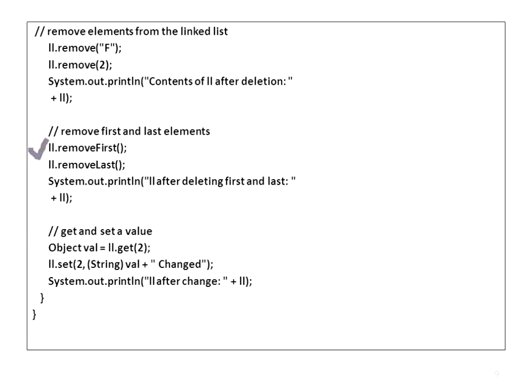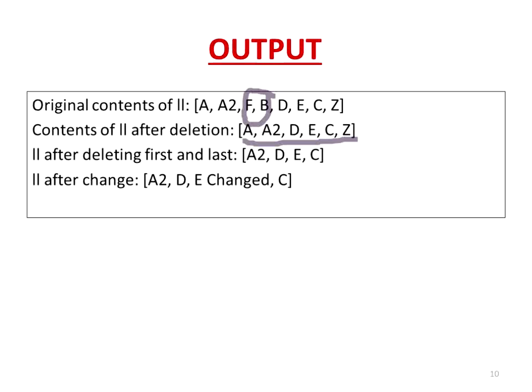Now let's move to the next portion, that is 2 dot remove first and 2 dot remove last. Now system dot out dot println 2 after deleting first and last. So the first element will be deleted and the last element will be deleted. So what will be left? A is deleted and Z is deleted. So what is left? Without A and Z, the remaining elements are A2, B, E and C.